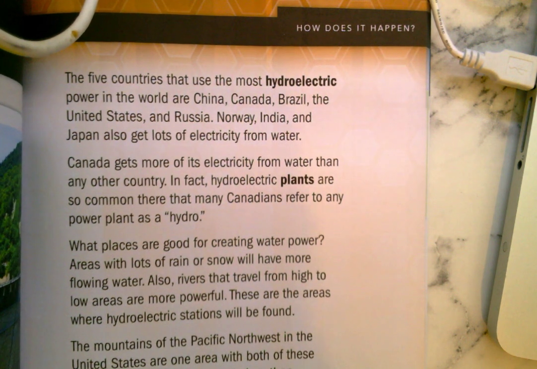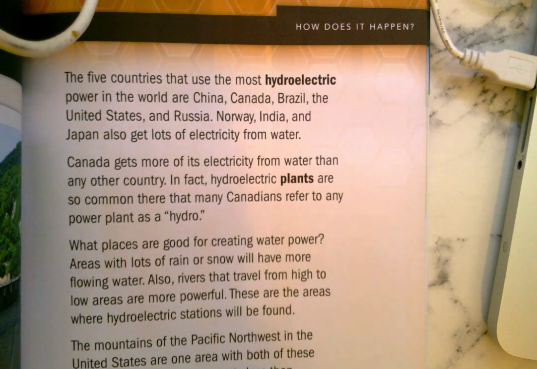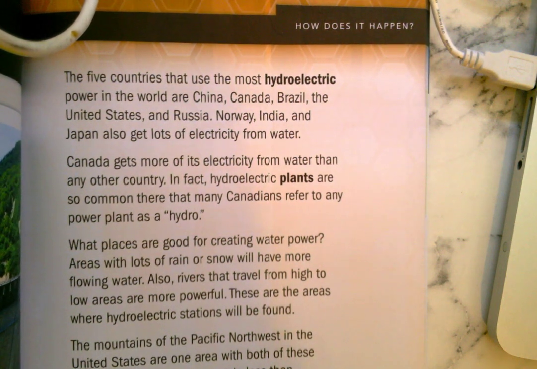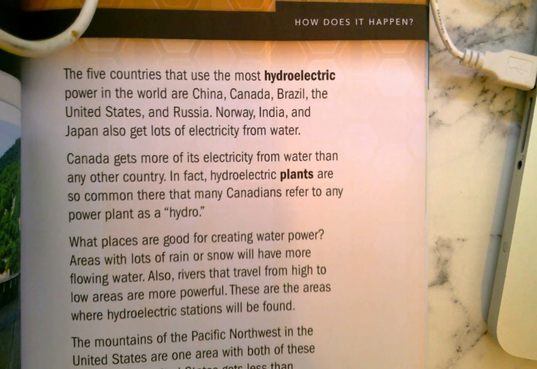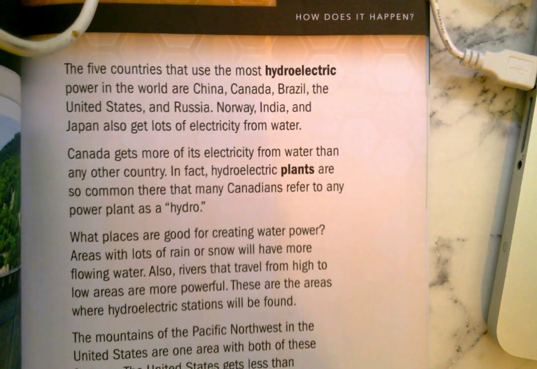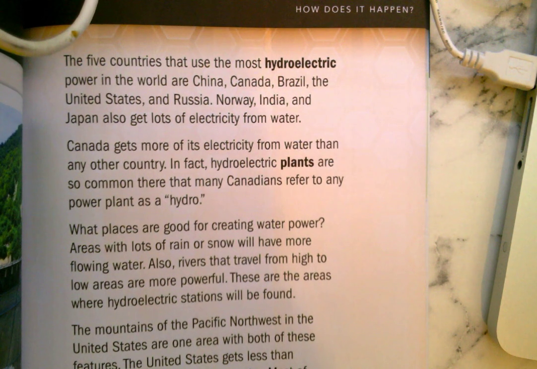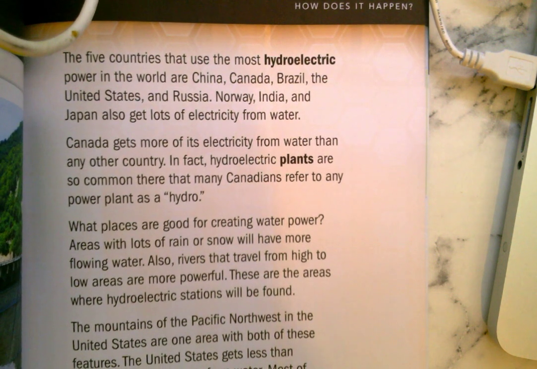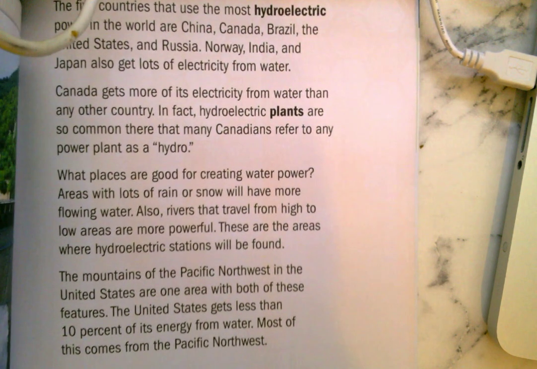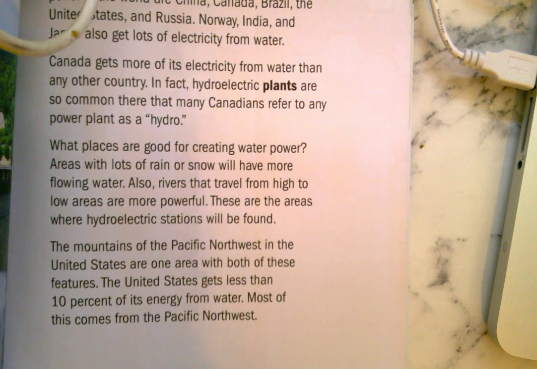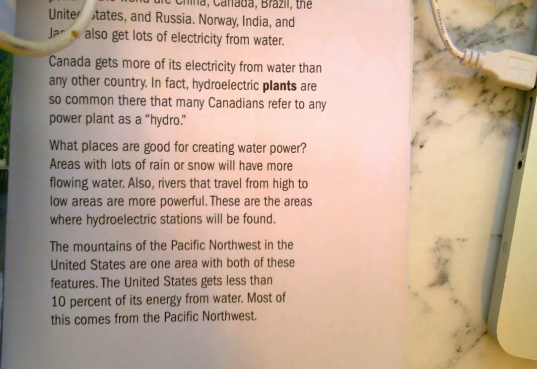What places are good for creating water power? Areas with lots of rain or snow will have more flowing water. Also, rivers that travel from high to low areas are more powerful. These are the areas where hydroelectric stations will be found. The mountains of the Pacific Northwest in the United States are one area with both of these features. The United States gets less than 10% of its energy from water. Most of this comes from the Pacific Northwest.